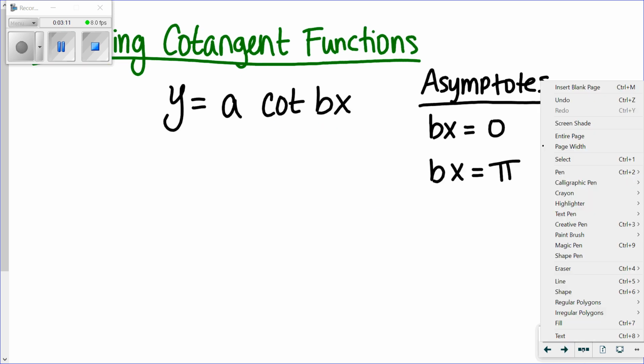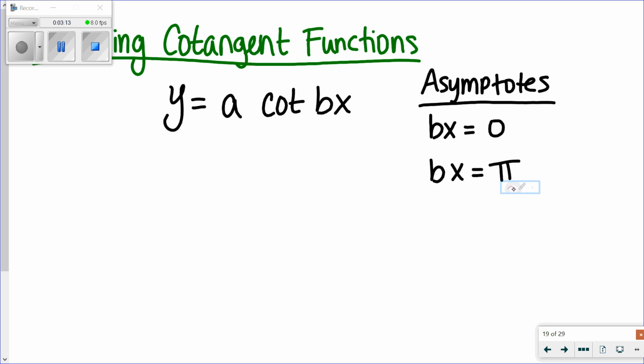If we jump over here to cotangent, a and b do the same thing, and our period here is also pi divided by b.